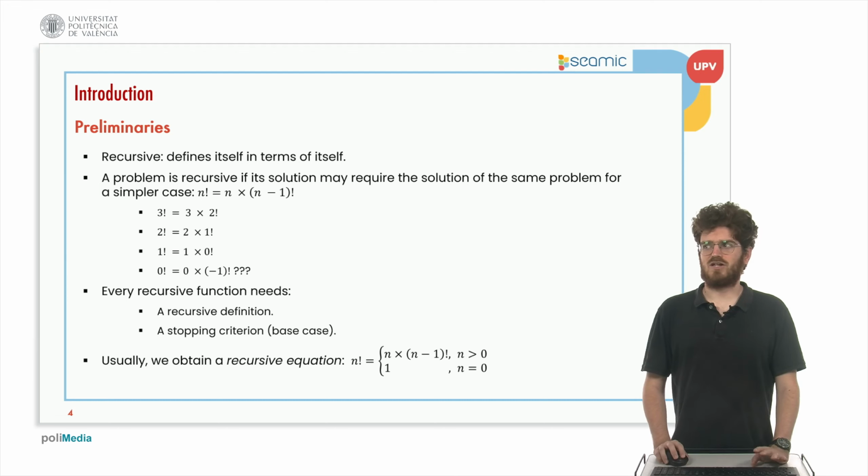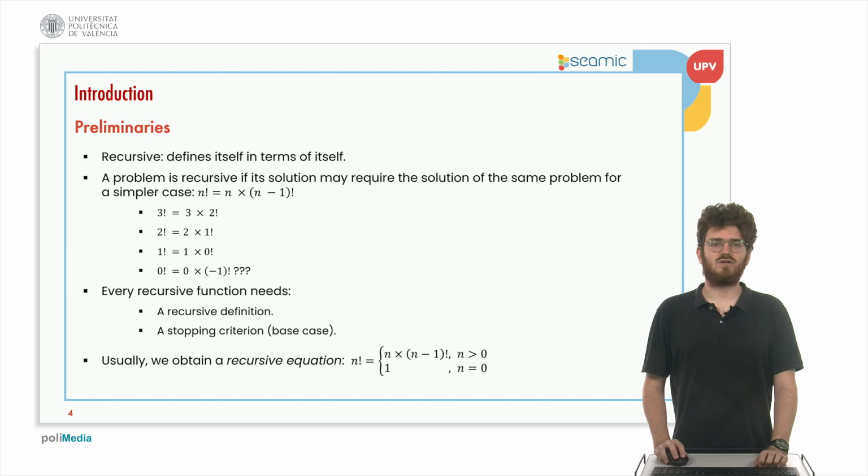So every recursive function needs a recursive definition, so a reference to itself. In this case, the factorial is referencing itself right here when it says n times the factorial of n minus 1, and a stopping criterion. So a base case that says, okay, whenever this condition holds, then we stop and the answer is this number. And that number should not depend on the function itself.